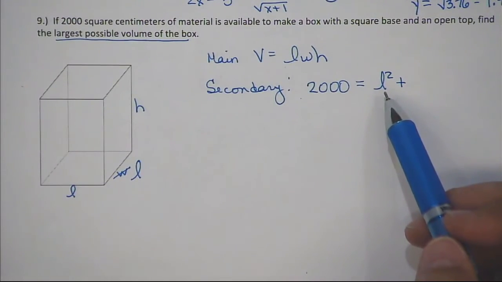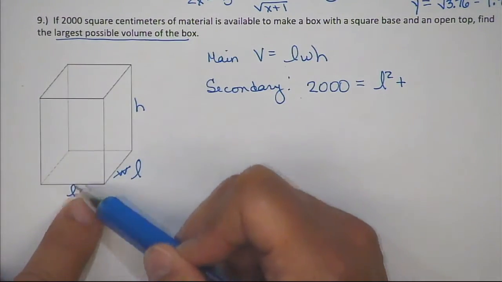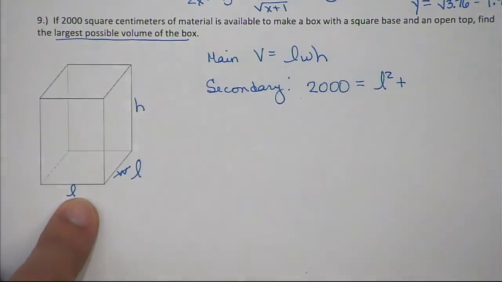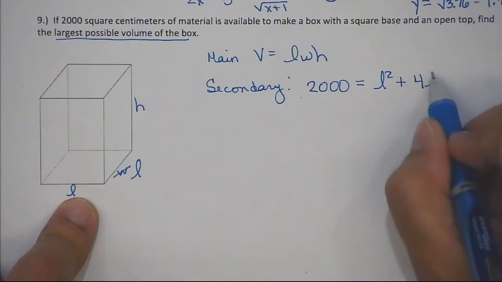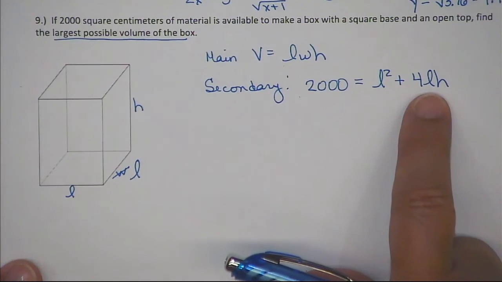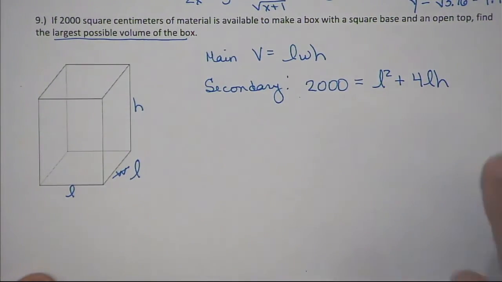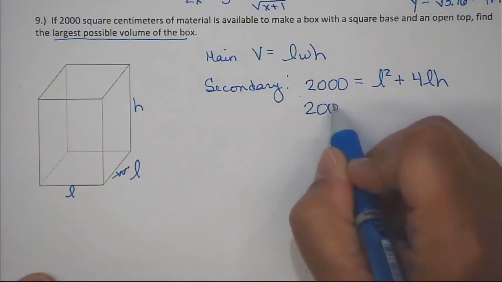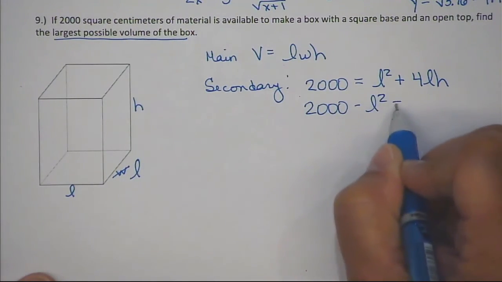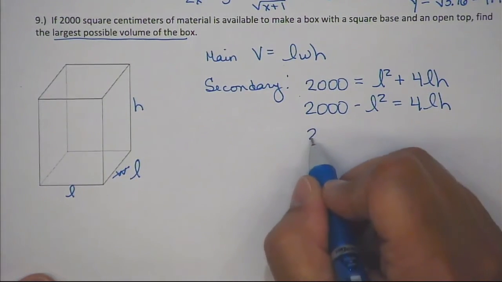That's a good question. All right, so do we see that we have 4 sides of this box that are all L times H? So 4 L times H, so 4LH. All right. So I want to solve this for H. That's not hard to do. So I'm going to do 2,000 minus L squared equals 4LH. And then I'm going to divide by 4L.